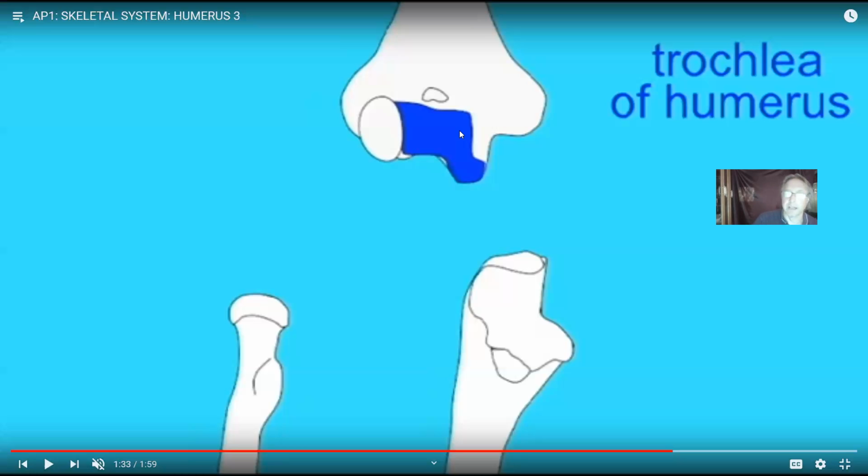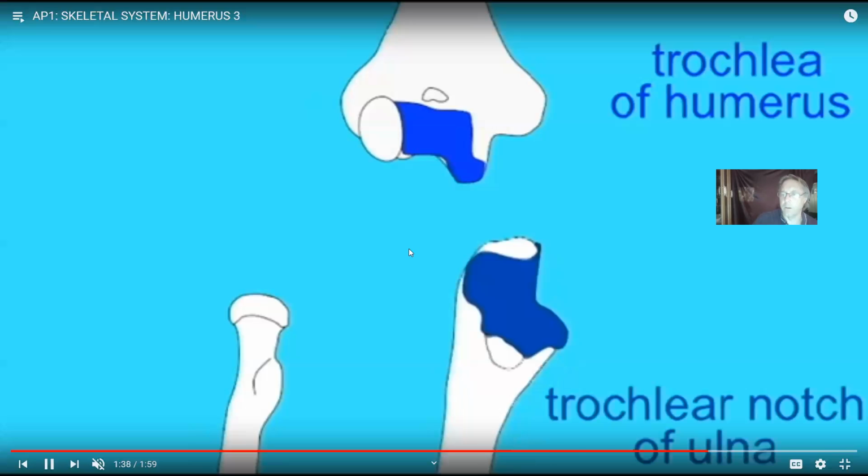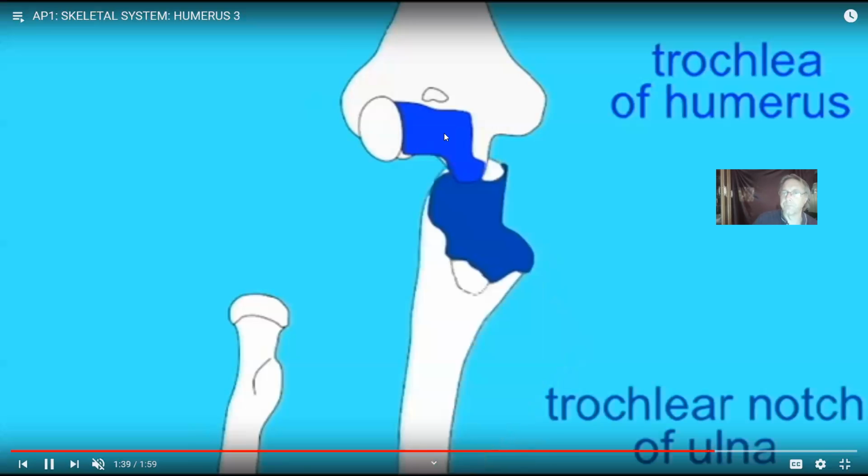That must be the medial side. And if this is the head of the radius, I could remember that the head wears a cap, so that the head of the radius articulates with the capitulum of the humerus, and I could remember it that way. And so students struggle with this. How do I remember which is which?